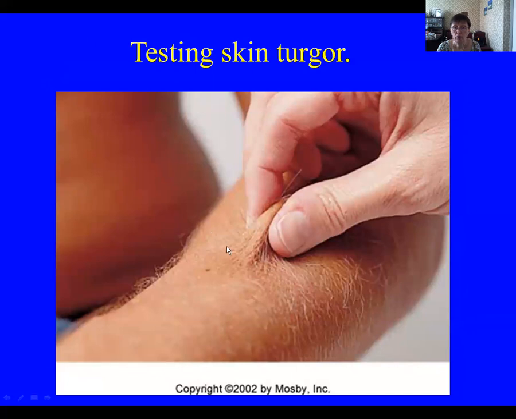Then we should also check the skin elasticity, or turgor. In anemia, the elasticity of the skin may be decreased, and the skin also becomes dry.